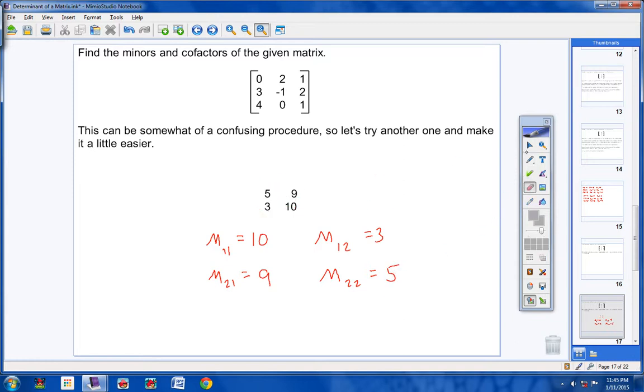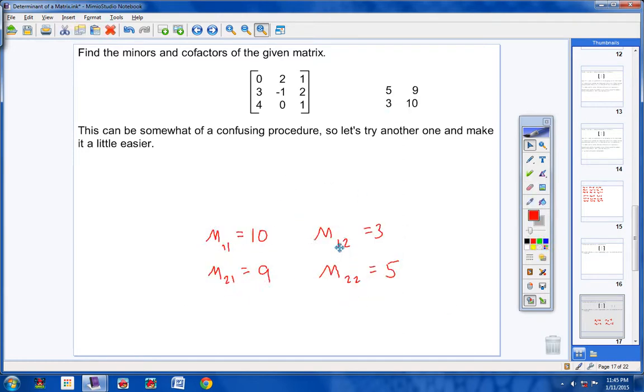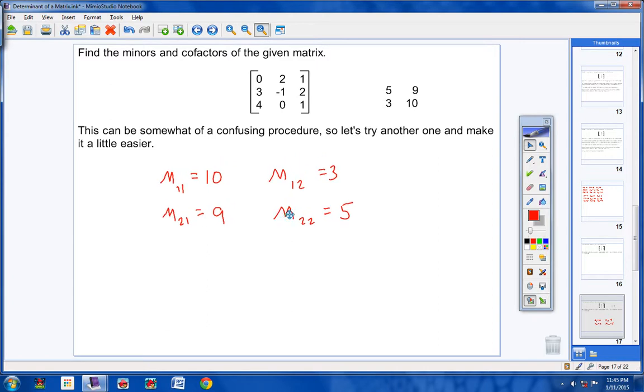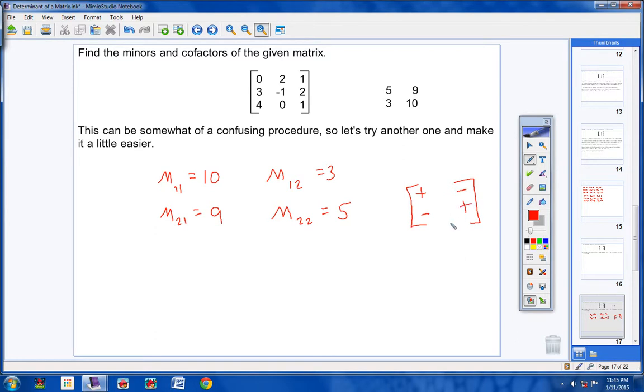Now let's quickly find our cofactors, okay? Now if you want to use the sign sequence thing, you've got a 2x2. You always start positive here and then go down alternating signs. Then over here's a negative and then a positive. And that's totally fine. I don't recommend that method, but you can use that. I just simply say this.